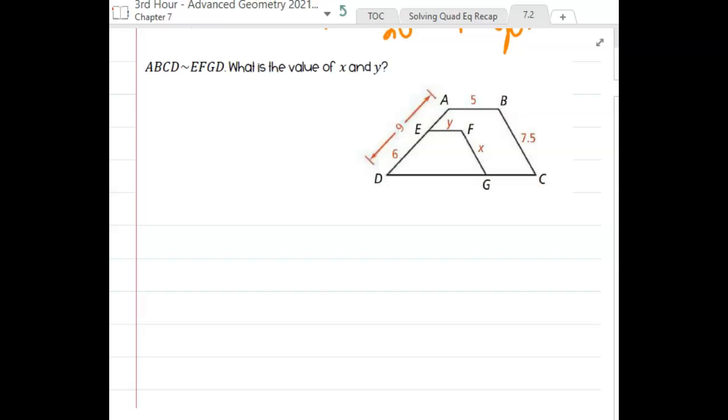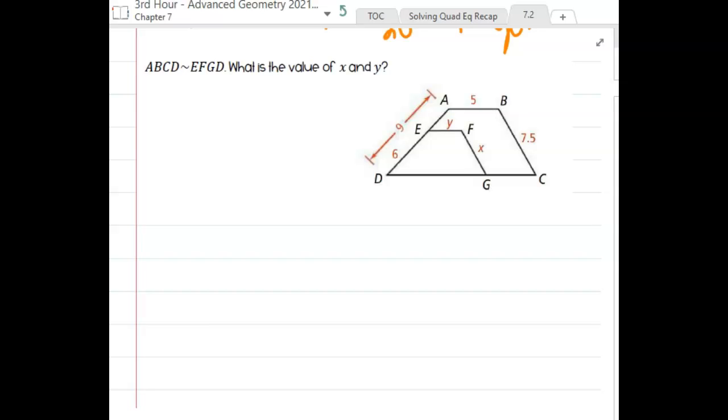So they already tell me that I have these two trapezoids, ABCD. The big one is similar to EFGD. Make sure you pay attention to the order of the letters, that's important, so make sure you have it in that order. We want to find the value of x and y.